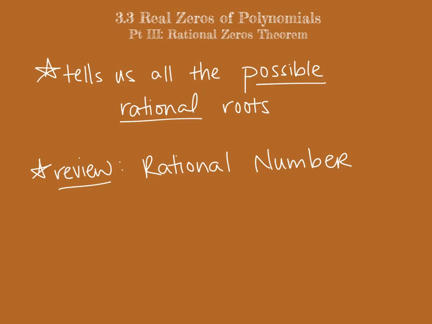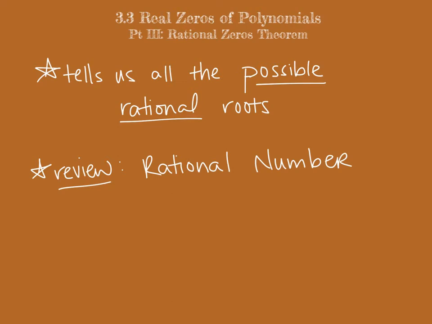Welcome to part 3 of section 3.3. Here we'll focus on the rational zeros theorem, otherwise known as the rational root theorem. This theorem tells us all of the possible rational roots of our function. It does not mean that it's giving us any answers of what the roots could be, just that if our polynomial does have a rational root, it will be one of these possible roots that this theorem will tell us.